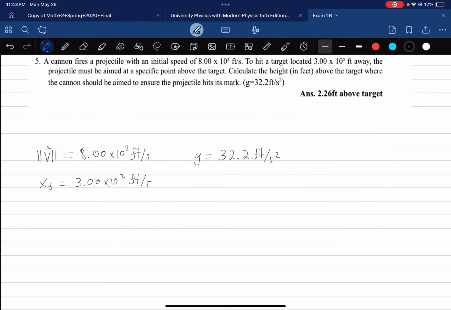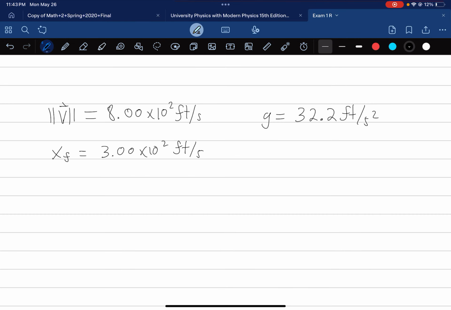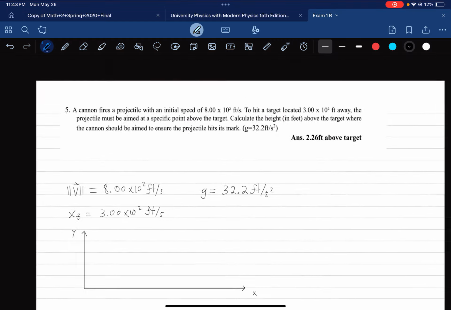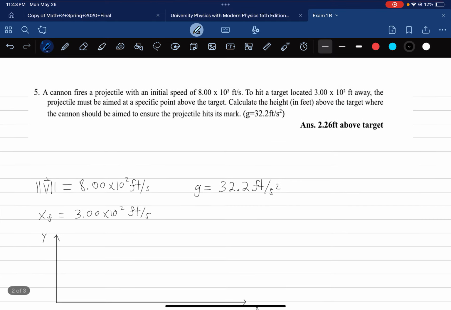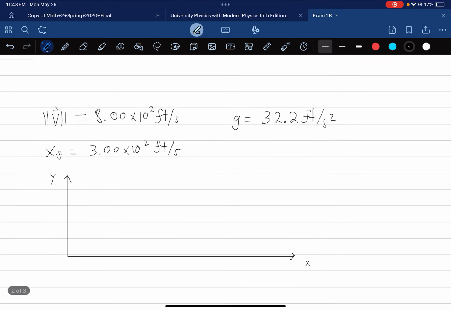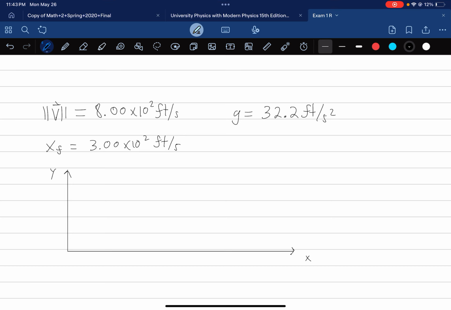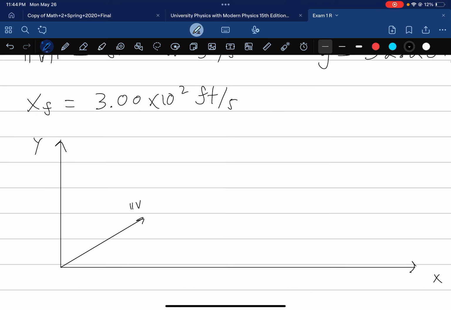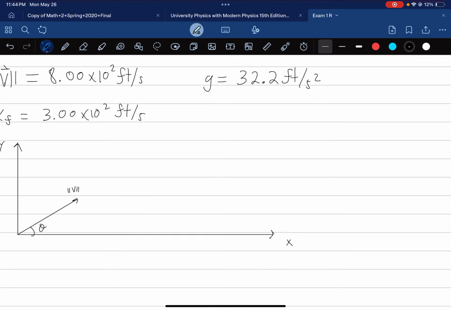Now, whenever solving a physics problem, it's very convenient to draw out our situation. That way we'll have a good visual idea of what is actually going on. So let's draw our coordinate plane, x, y, because everything in physics is usually on a coordinate plane when we're dealing with vectors. Over here is our cannon. We'll draw our velocity vector, bam. That's the magnitude of our velocity, and we obviously know it's going to be at some angle, theta.